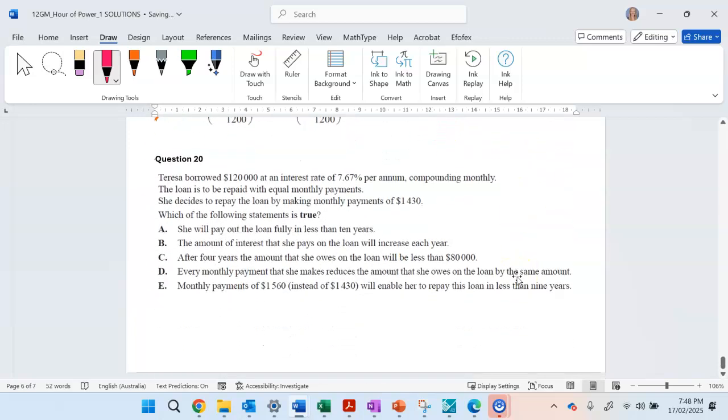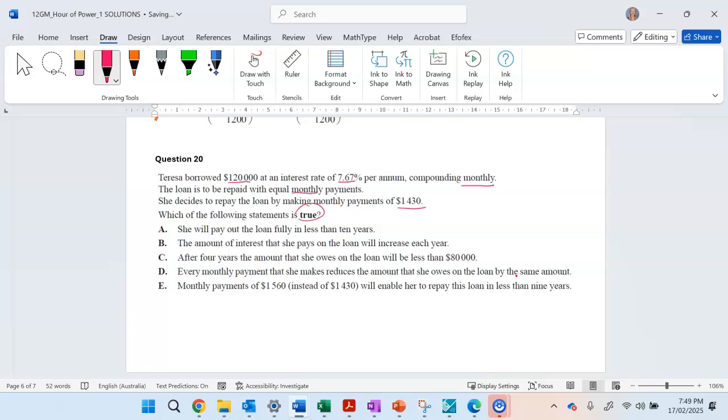All right, and last question. I'm not going to get it done in 30 minutes. So Teresa borrowed $120,000 at an interest rate of 7.67%, compounding monthly. The loan is to be repaid with equal monthly payments. She decides to repay the loan by making monthly payments of that. Which of the following statements is true?